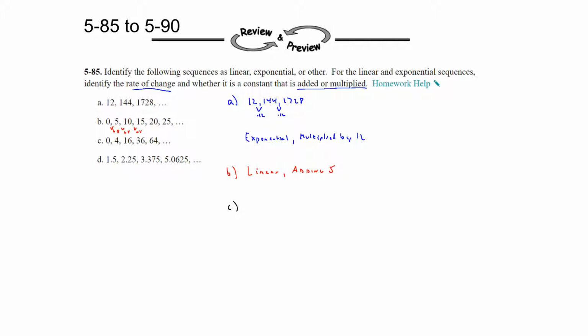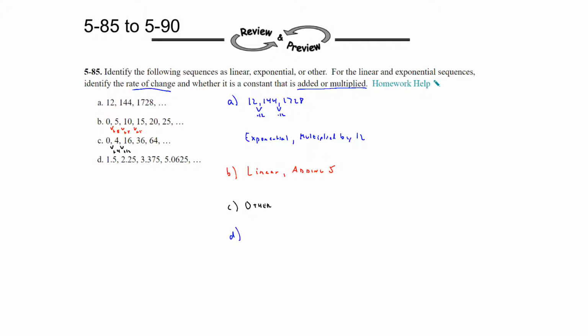Question C, 0, 4, 16, 36, 64. So it looks like on this one, at first it might look like it's supposed to be multiplied, except if you notice, 0 times 4 is not 4 anyway, so let's go back here. We could add 4, but then we're going to be adding 12, so definitely not working out on this one. So this is going to be other. And since it's not linear or exponential, we don't answer the question of the rate of change.